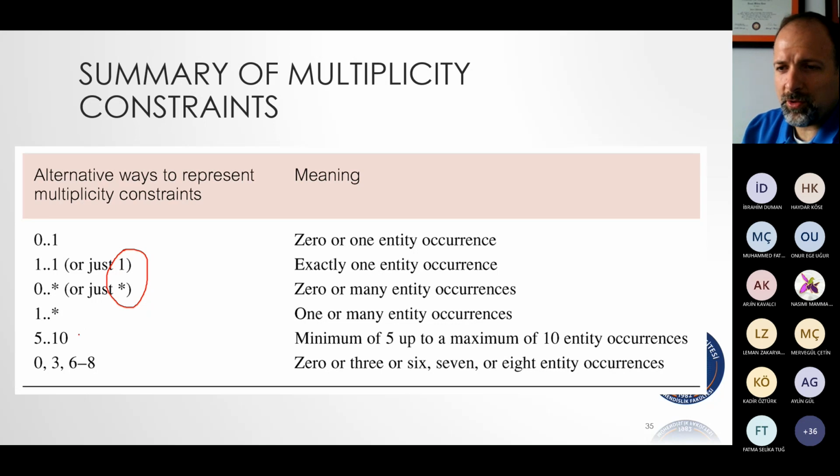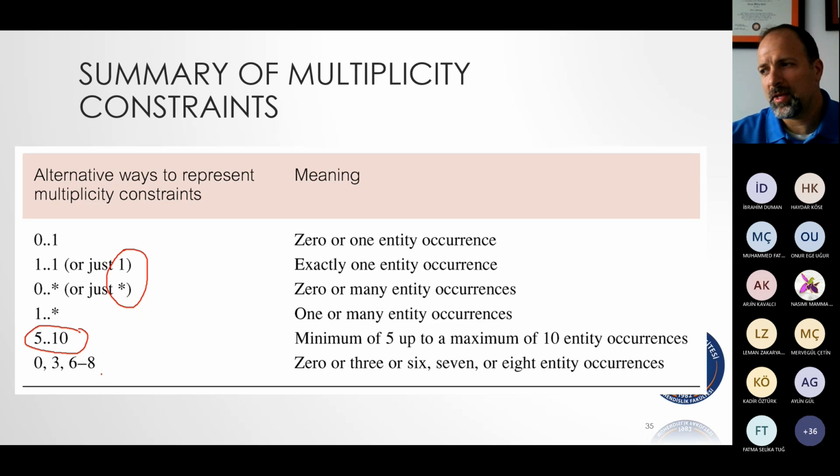This kind of comes to your question here. We can put something like this in where we say it must be at least 5, cannot be more than 10. Okay, so there's a range here. If it has this relationship with this other entity, it must be either 5, 6, 7, 8, 9, or 10, right? Cannot be 11, cannot be 4.